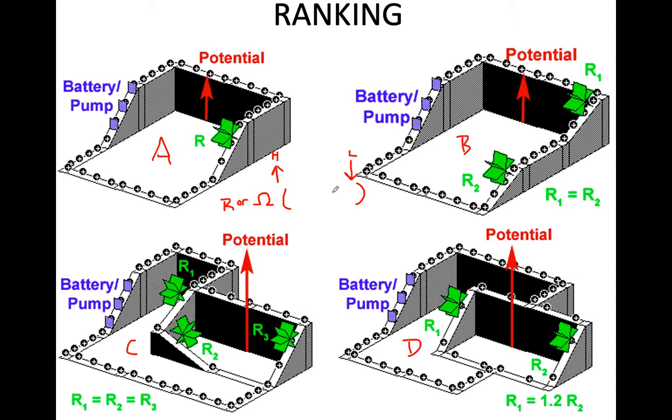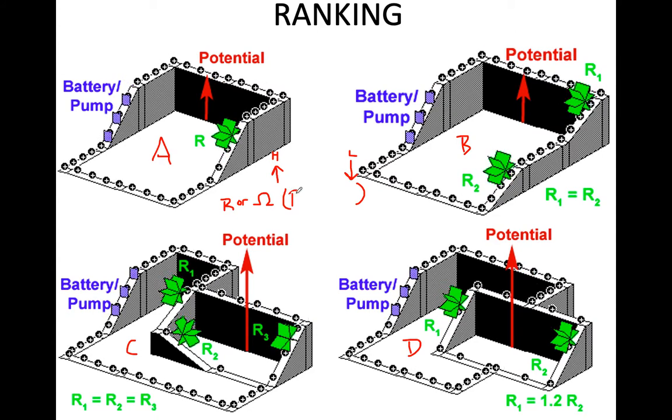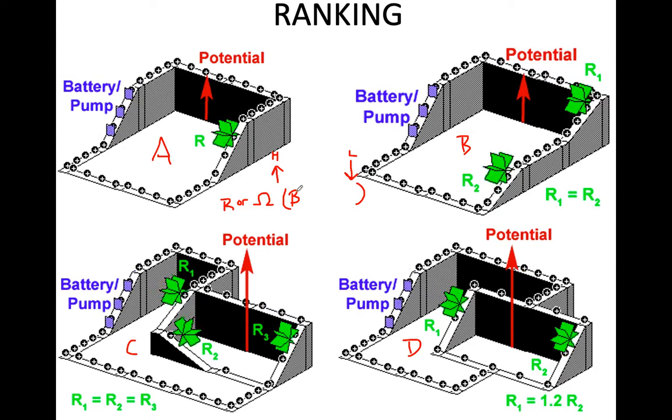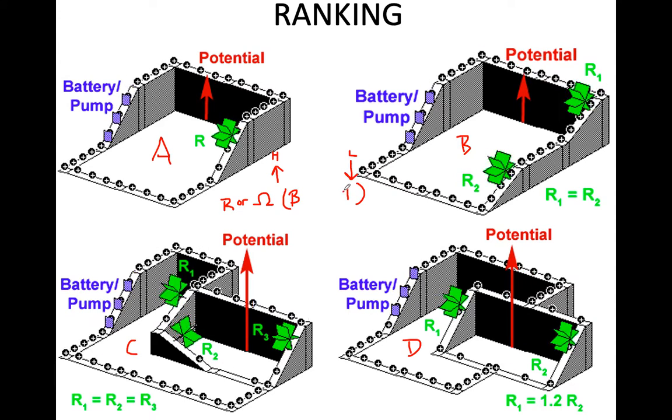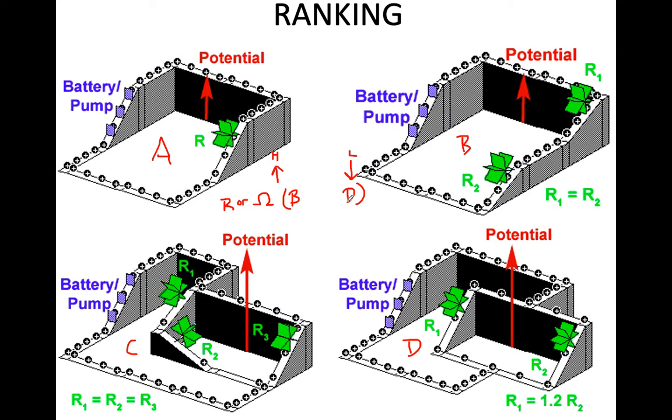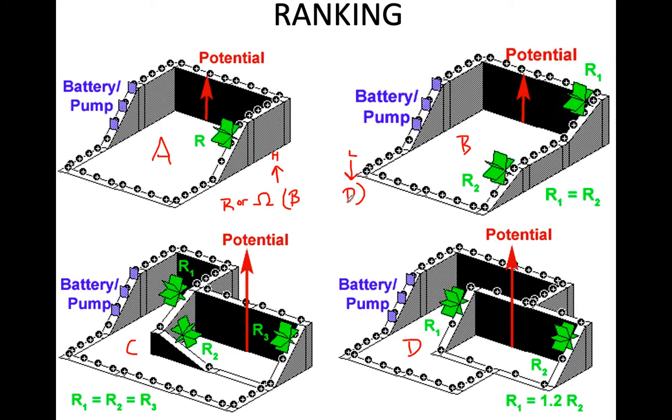All right, well, welcome back. And here we go. Sometimes it's easier to say, well, this one has the highest resistance, which is B. And then sometimes it's easier to ask, well, which one has the lowest resistance? And actually, the one with the lowest resistance is D. Okay? All right, so here we go. How did we do this? Well, it's actually pretty simple.